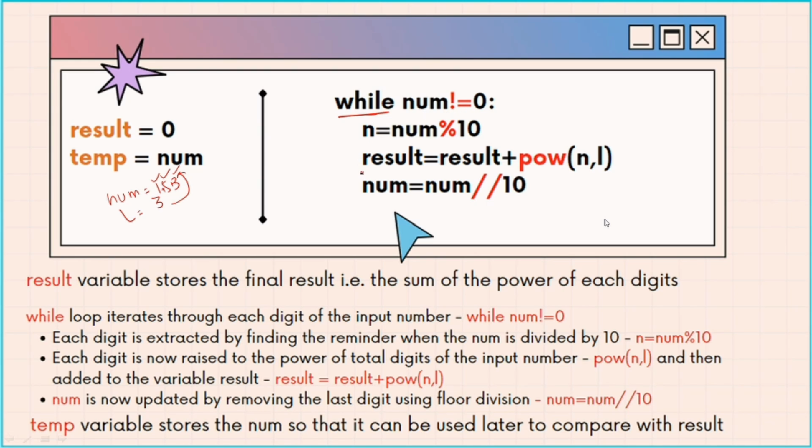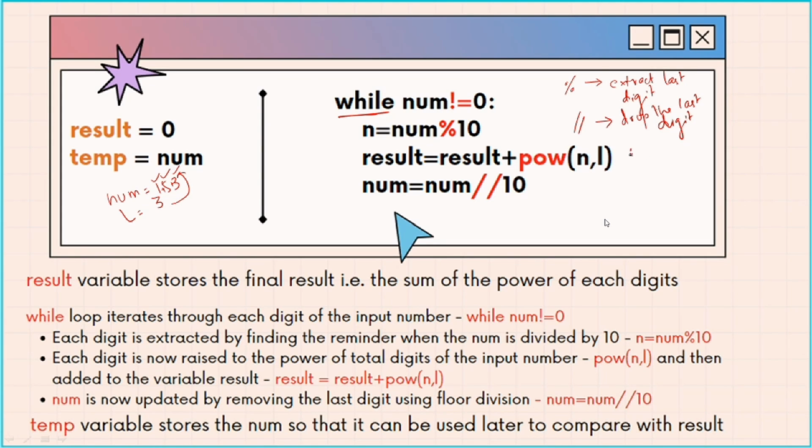So let's see how the program goes. We have to remember two things. We use the mod operator when we want to extract the last digit of the number, and we use floor division when we want to drop the last digit of a number.